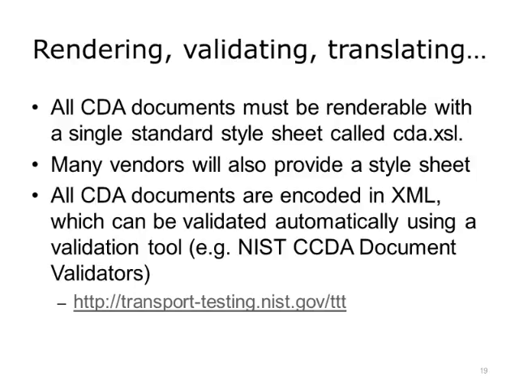Many vendors will also provide their own style sheet. All CDA documents are coded in XML, which can be automatically validated using a validation tool. One example of a validation tool would be the NIST CCDA document validator.